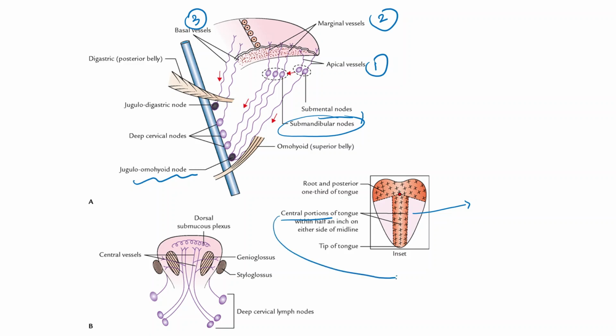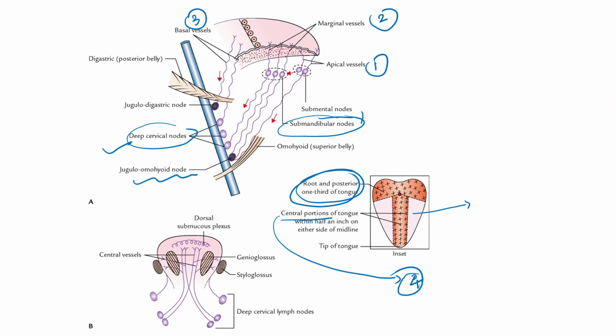pass directly downwards to reach the deep cervical group of lymph nodes. The central vessels mainly drain into the deep cervical group of lymph nodes. And lastly, the basal vessels, that is the lymphatics from the root of the tongue and the posterior one-third of the tongue, drain into the deep cervical group of lymph nodes.